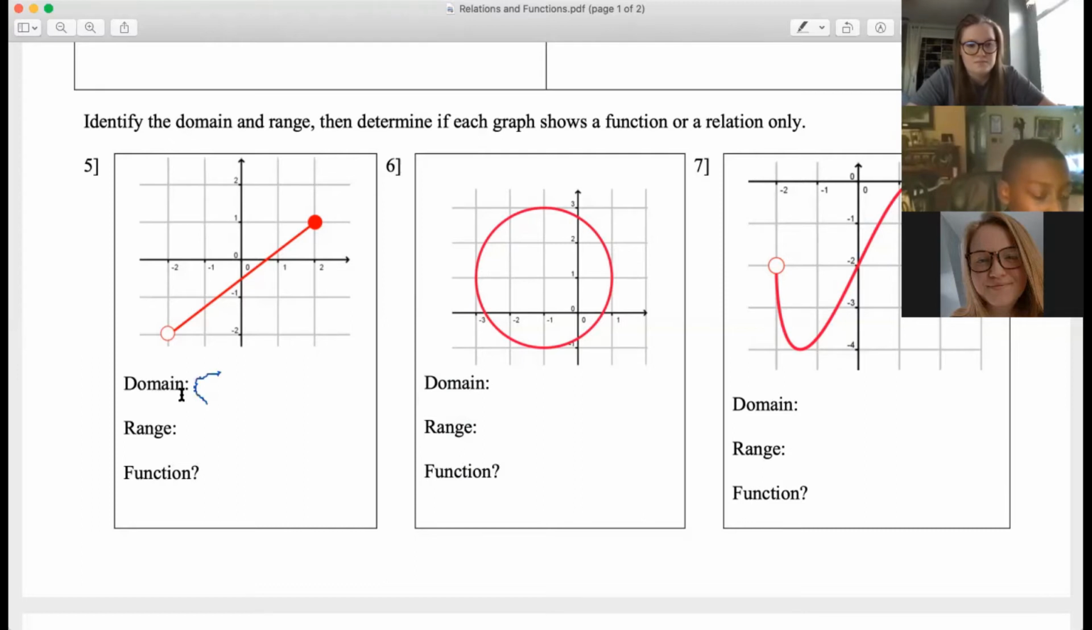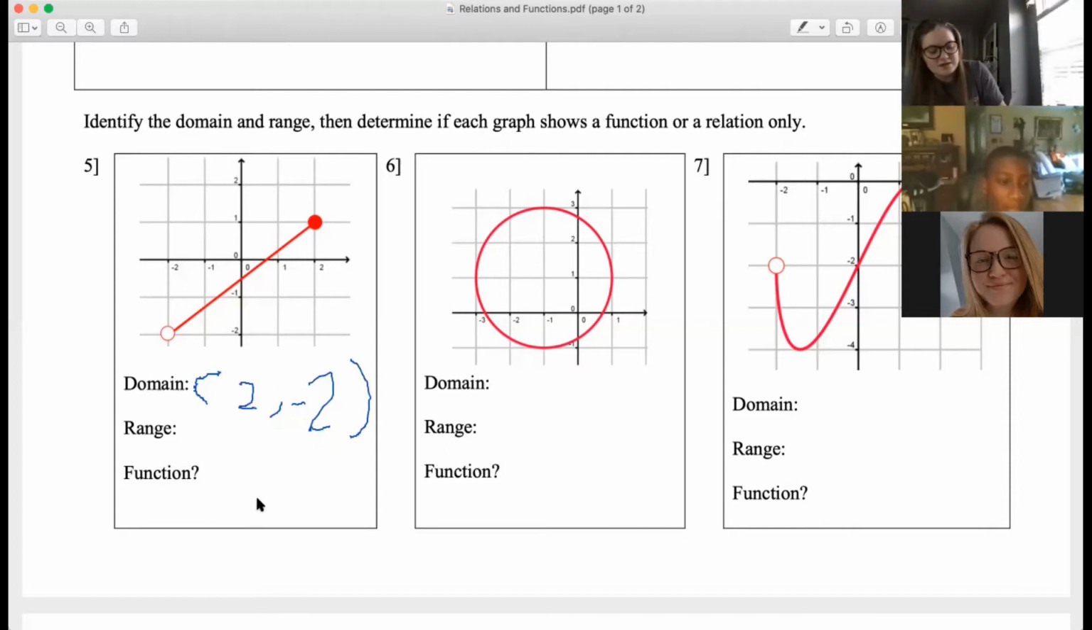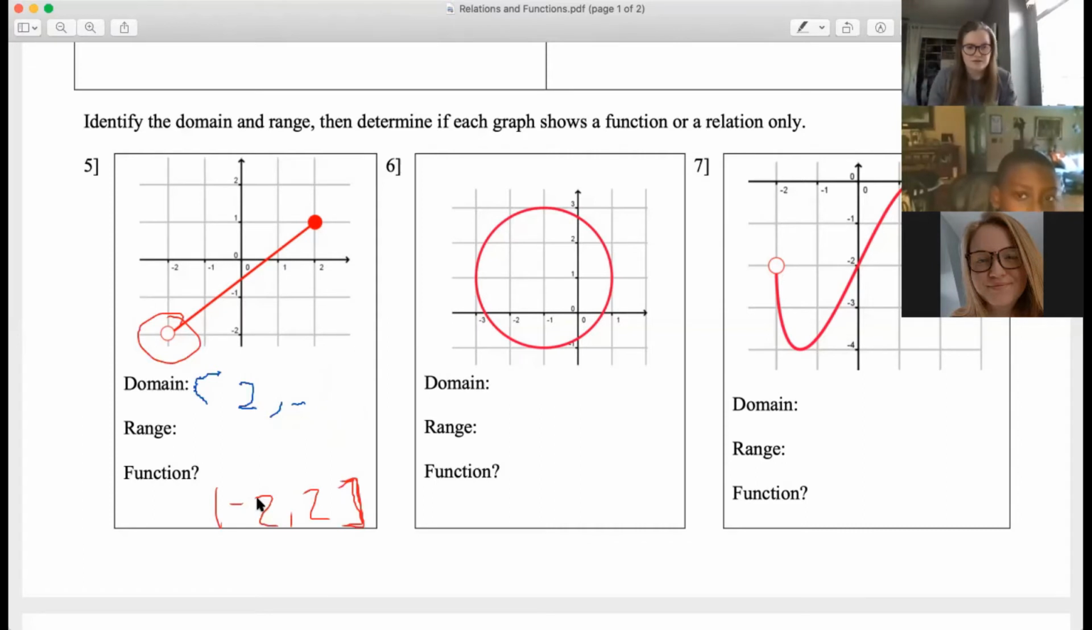Positive 2. Okay. So your notation is a little bit different than how we want to write it. We always want to put the smallest number first. Okay, so in this case, the negative 2 is going to be first. Okay, and there's a parenthesis because it's not included. Then we're going to do a positive 2, and then we're going to have a bracket. Does that make sense? It does. Okay, so that's how we're going to write the domain.